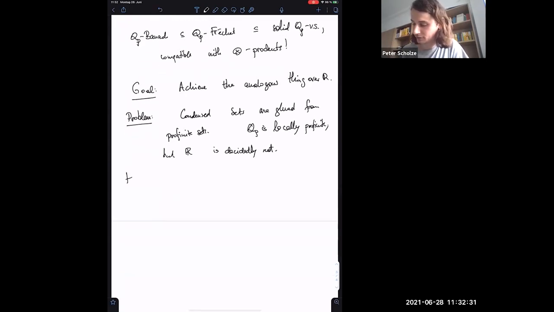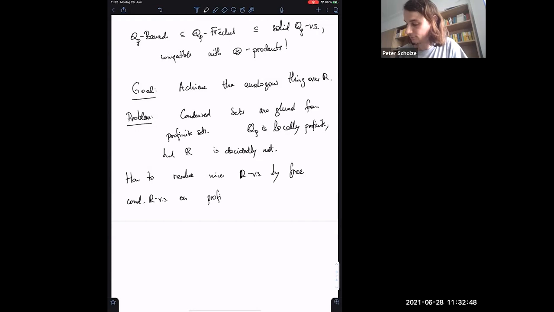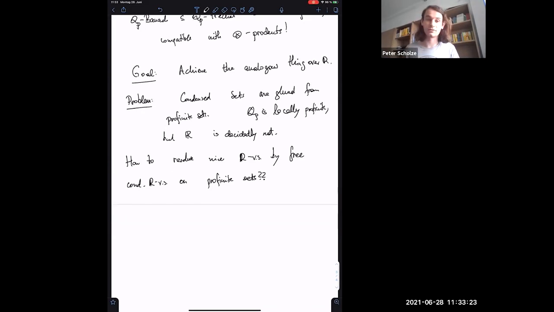Some of the real technical problems one runs into is how to resolve nice R vector spaces by the free condensed R vector spaces on profinite sets. If you want to compute some Ext group, you do have to use projective resolutions in, say, condensed R-modules. The projective objects are these R[S], where S is some extremely disconnected set. And so if you want to compute some Ext group, you have to resolve by these. Absolutely, you can always find these projections from extremely disconnected sets. But the way you do this is completely inexplicit. You use these Stone-Čech compactifications of some discretized vector space, so that you can a priori never hope to get explicit control on this. So it's not so clear how you can really achieve that.